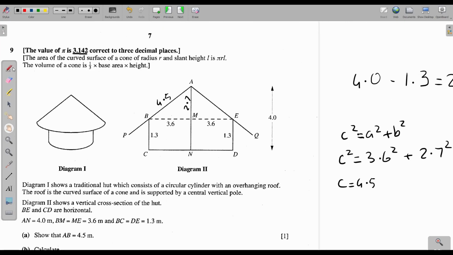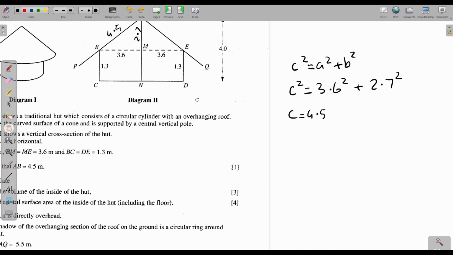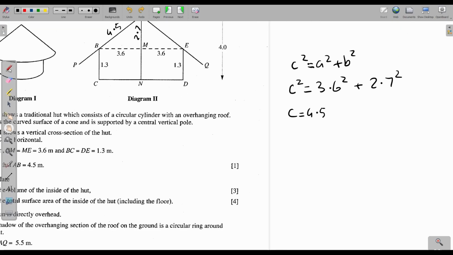Calculate the volume of the inside of the hut. When they're saying inside, I think they only want the volume of this area, because this part is not inside of the hut. So we want the volume of this plus the volume of that. First, let's do the part that we know, which is the volume of the cylinder, which is base area into height. The base area is pi r squared, because it's just a circle at the bottom.